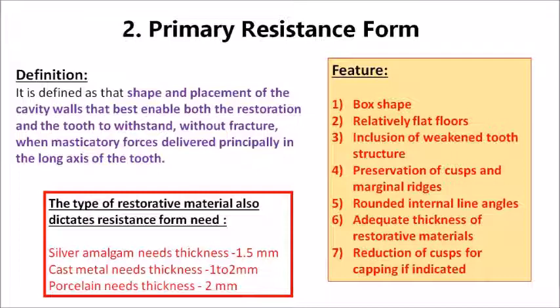Now the type of restorative material also dictates resistance form, whenever it is in need. Which material you are going to place also dictates how your resistance form should be. In cases of silver amalgam, that needs a thickness of 1.5 mm. Cast metal needs a thickness of 1 to 2 mm, which is less than the silver amalgam. Now porcelains need a much thicker one. They are the thickest, so they need 2 mm thickness.